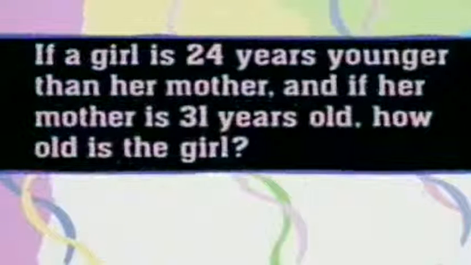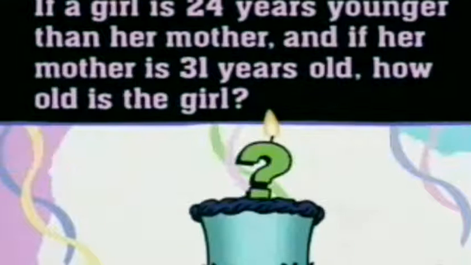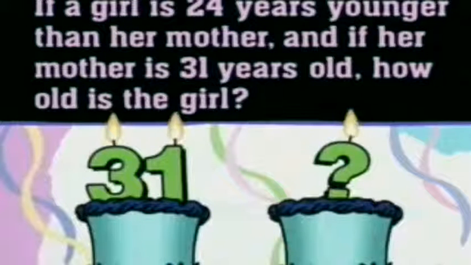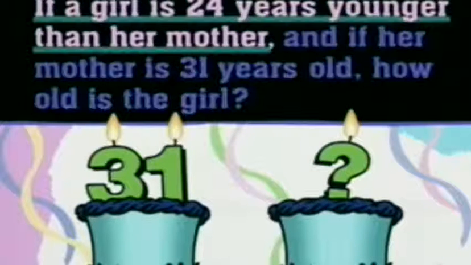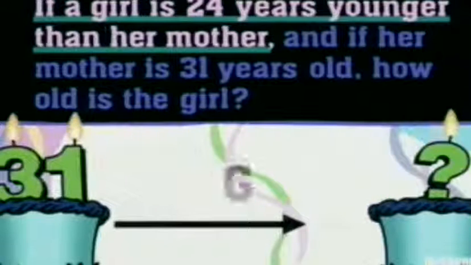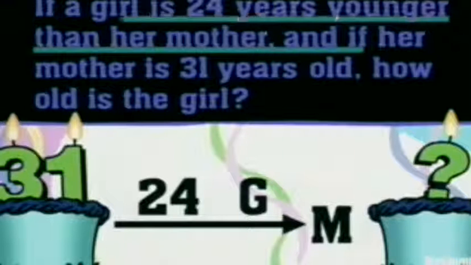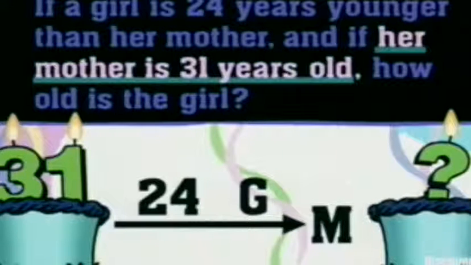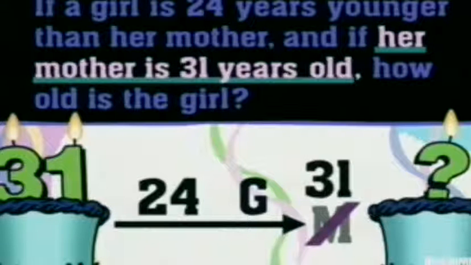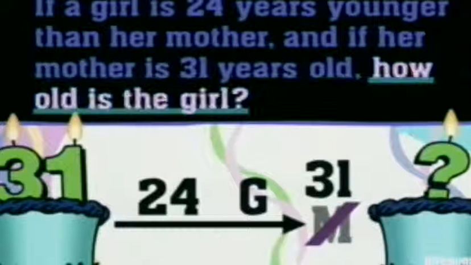Here is another problem that has 3 parts. If a girl is 24 years younger than her mother, and if her mother is 31 years old, how old is the girl? The first part tells how to make the number family. A girl is 24 years younger than her mother. The next part tells a number that goes in the family. Her mother is 31 years old. And the last part asks the question, how old is the girl? When you work these kinds of problems, you have to read the problem carefully to find the 3 parts.